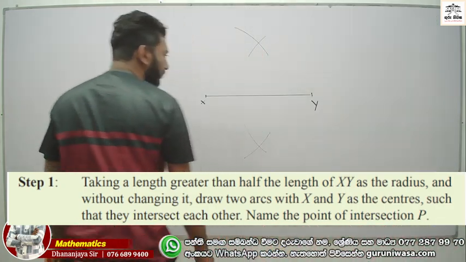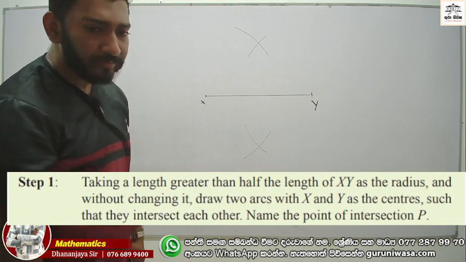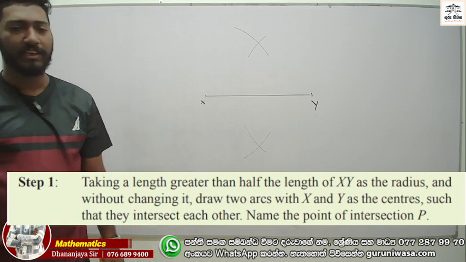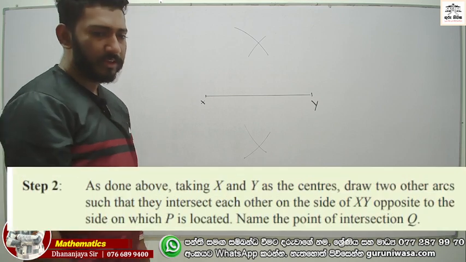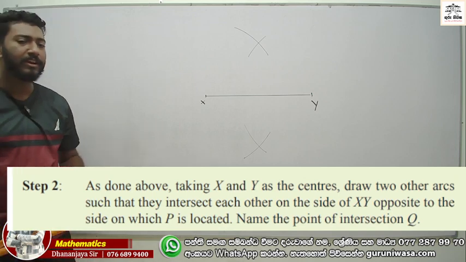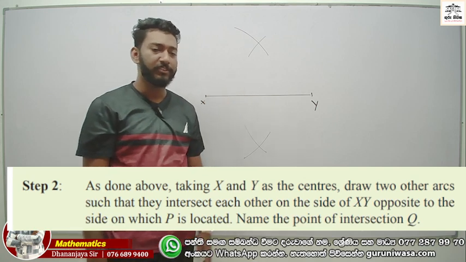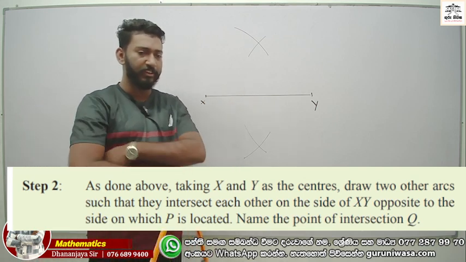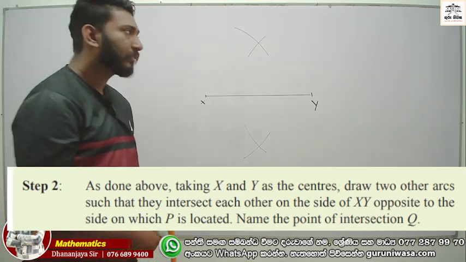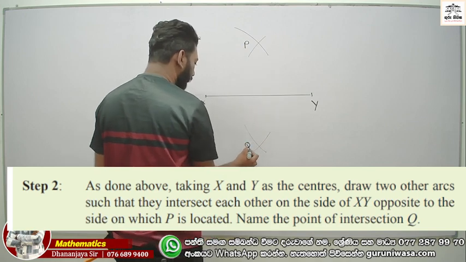Now I have two intersection points, right? Now look at this. The arcs intersect each other. Name the point of intersection as P. Now look at this. Step number 2. As done above, taking X and Y as the centers, draw two other arcs that intersect each other on the opposite side of XY, and name it Q. Now this one I'm going to name as P, and this one I'm going to name as Q.